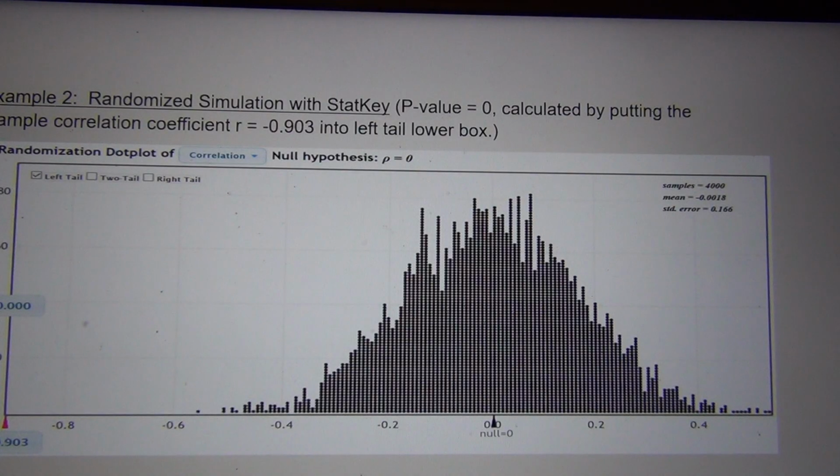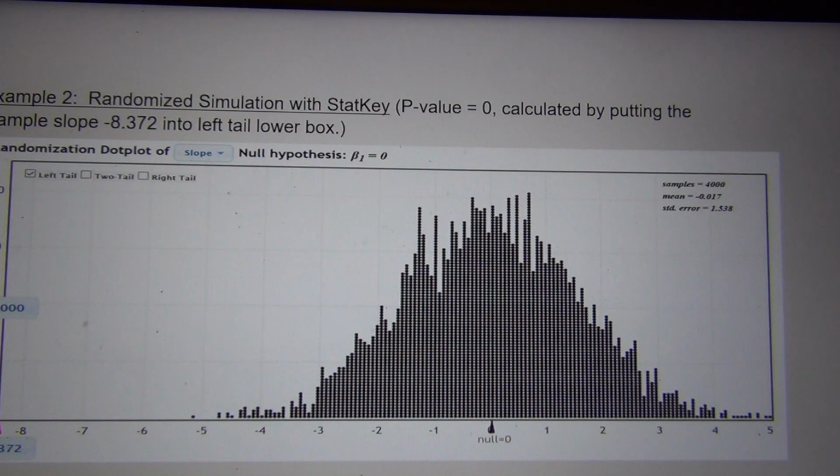Calculating the p-value, remember the p-value is the probability of getting the sample data, or more extreme. If we're dealing with the correlation setting, then we should put in the actual sample correlation coefficient R, which was negative 0.903, in the lower left box. If I do that, I'm way in the left tail and I get a p-value of approximately 0. I could also do the p-value calculation from the slope screen by putting in the actual sample slope, negative 8.372, in that bottom box, and again I get the same p-value, 0. So you don't have to do both. You can base the calculation on the R, or you can base it on the slope.